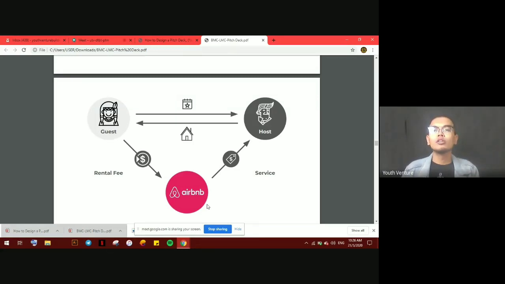Same goes to Grab Food. So they charge on the two sides of the market. They charge on the delivery riders, they charge on the restaurant, they charge on the people who are buying the food. So the restaurant benefits by having more access to market. The people who are ordering food get value by not going out and can get their food delivered, and the riders can get value by delivering the food and getting paid when they actually complete each delivery. So whenever you want to make money, make sure that you are actually giving out value when you want to make money.